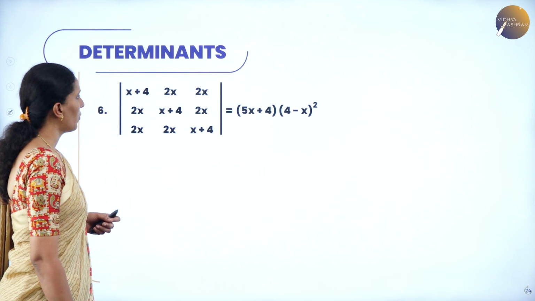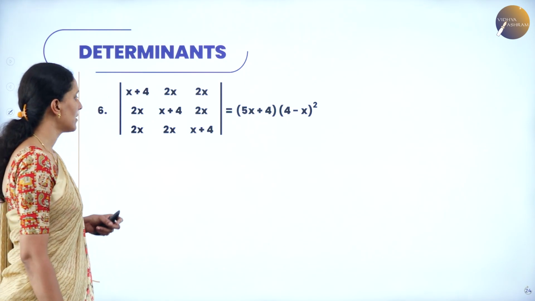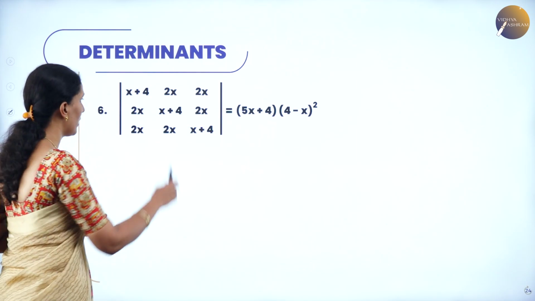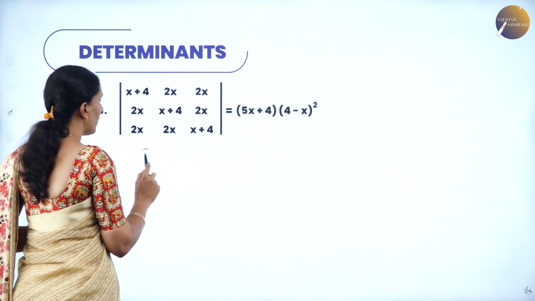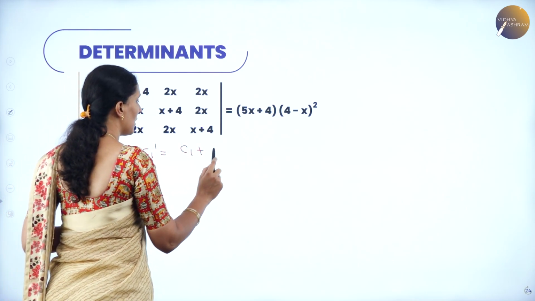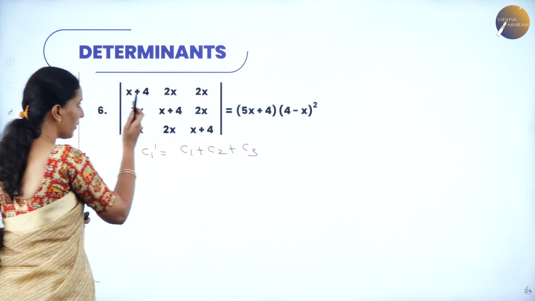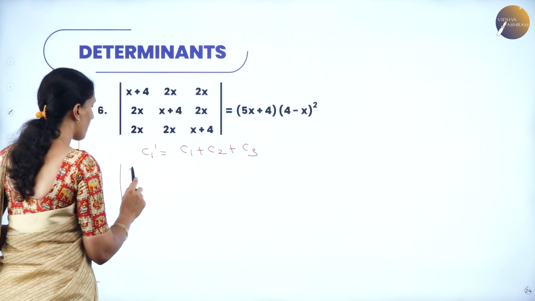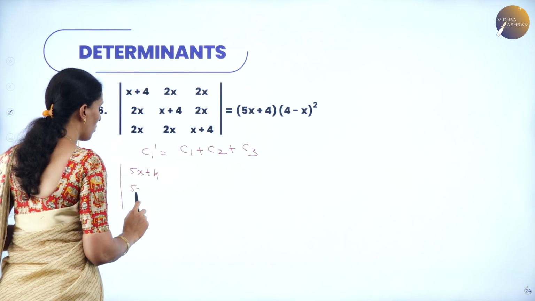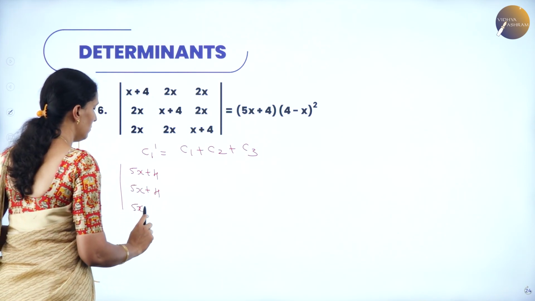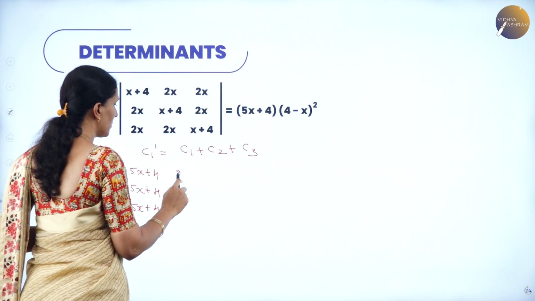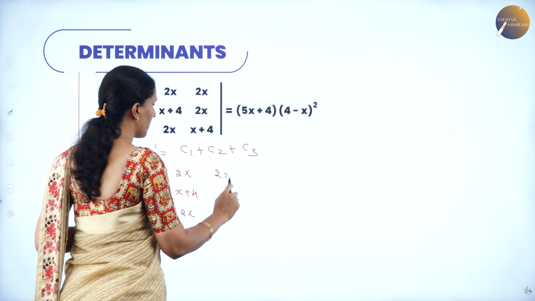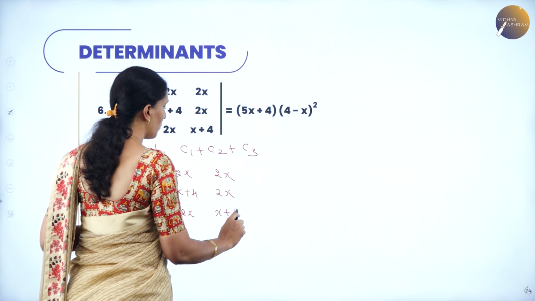Next is x plus 4, 2x, 2x; 2x, x plus 4, x; 2x, 2x, x plus 4. We have to show that the value is 5x plus 4 into 4 minus x whole square. Let me take column 1 as column 1 plus column 2 plus column 3. That is, add all the columns together to the first column. Then it becomes x plus 4 plus 2x, which is 5x plus 4. Similarly, here is also 5x plus 4, 5x plus 4. Write the remaining as it is, 2x, x plus 4, 2x. And here 2x, 2x, x plus 4.